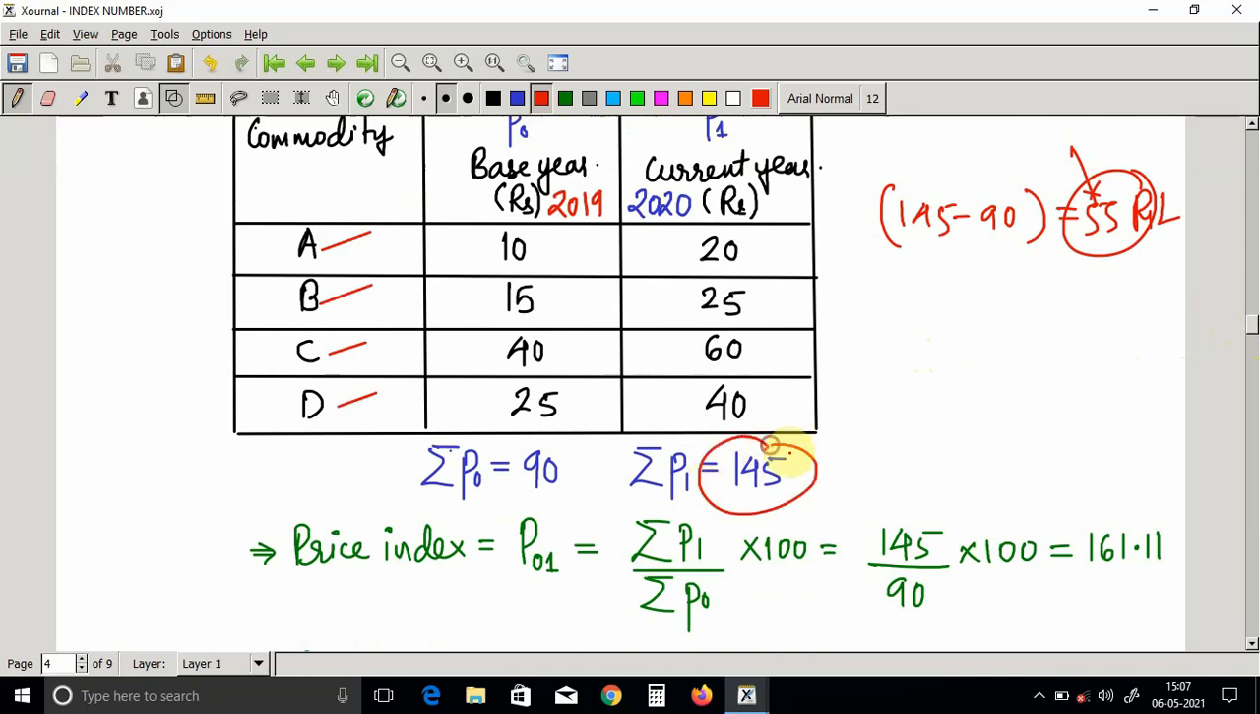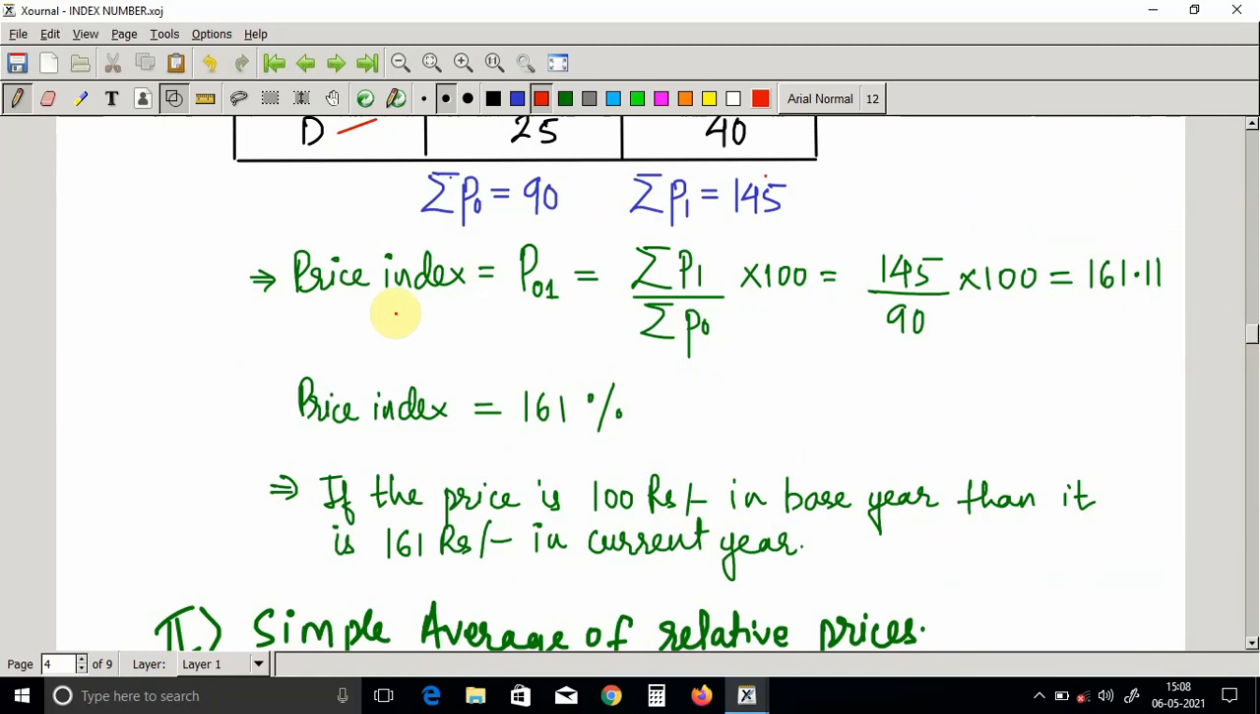So I can compare these two amounts, 145 divided by 90. So this is something relative. So the price index, this is the notation P01, and I'm comparing the current year to my base year, so that's why I'm going to keep this in the numerator. So sum of the cost in 2020, my current year, divided by the total amount I paid in the base year.